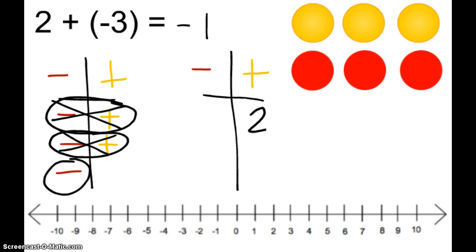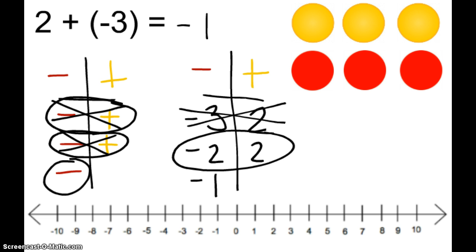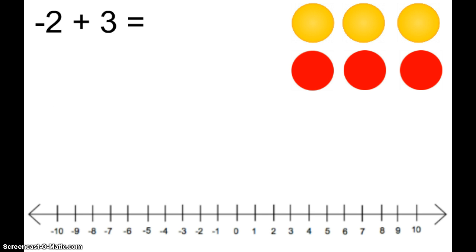Now let's look at it like this. What if I had a 2 on the right and a negative 3 on the left? So now you've got to look, well, what do I have more of? I have more negatives than positives. So I know I'm going to have a 0 pair. So let's go ahead and rewrite this as negative 2 and 2, and then I'm going to erase that, and then negative 1. So now I have my 0 pairs, and those zeroed out. So what am I left with? Negative 1.